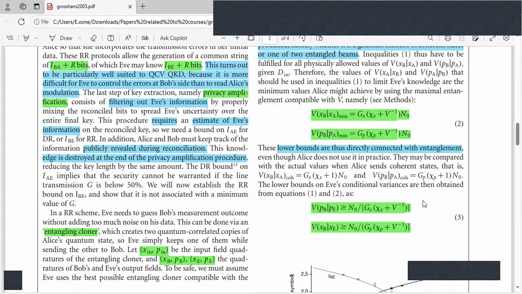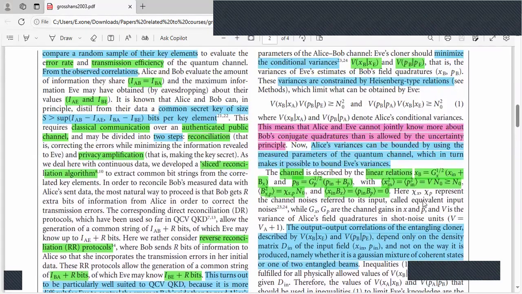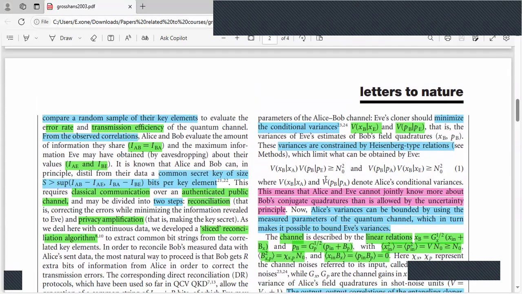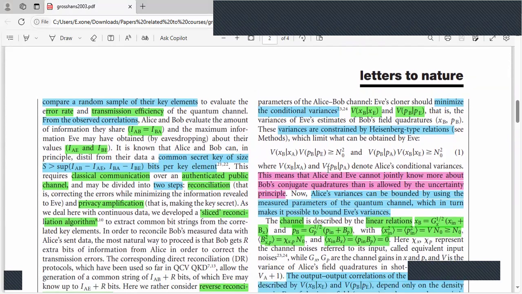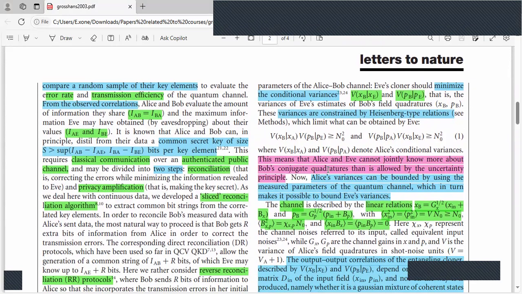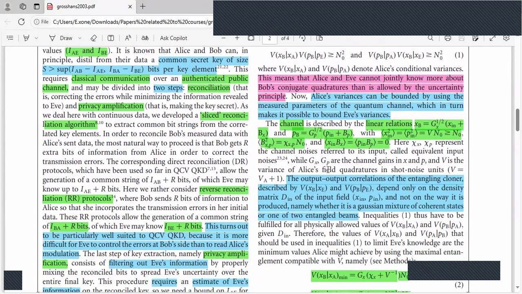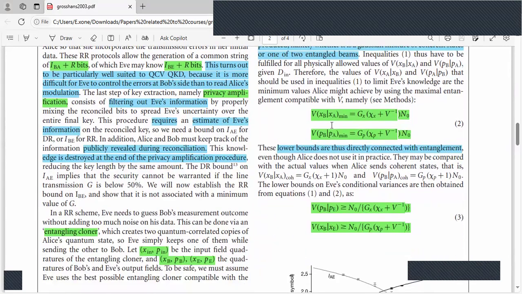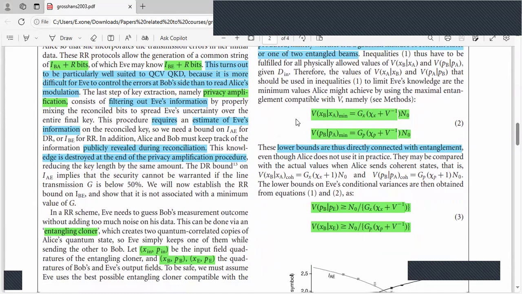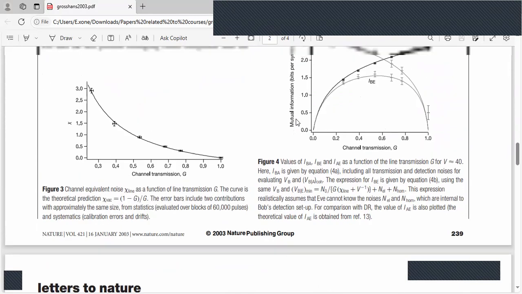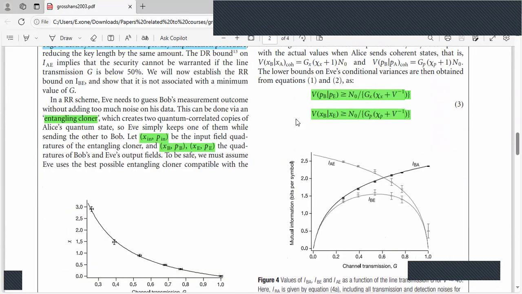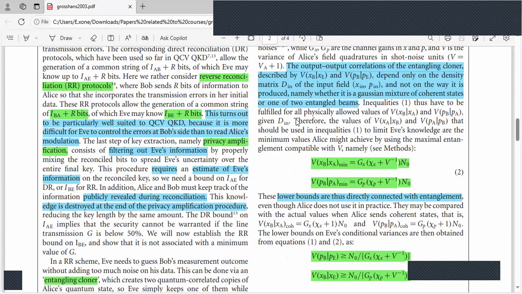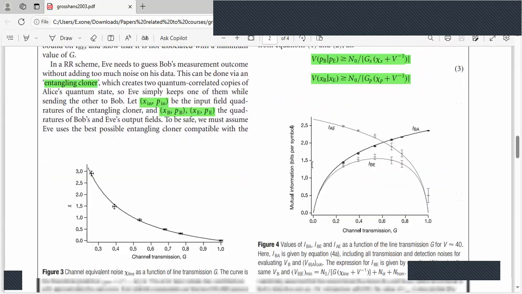So we can use the uncertainty principle in order to estimate Eve's quadrature, the conditional variance of Eve's quadrature on Bob's quadrature, by using these values in equations 2 and 3. Eve's quadratures are given in equation 3, and these are calculated by using Alice's variances in equation 2.